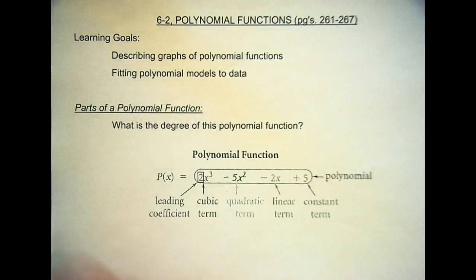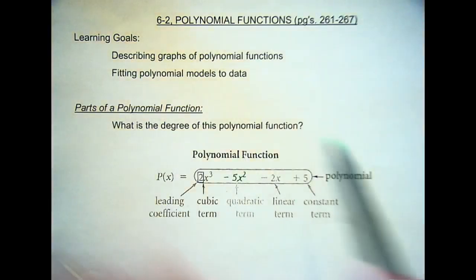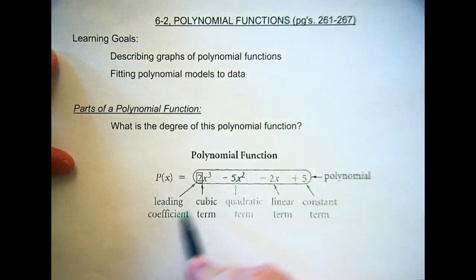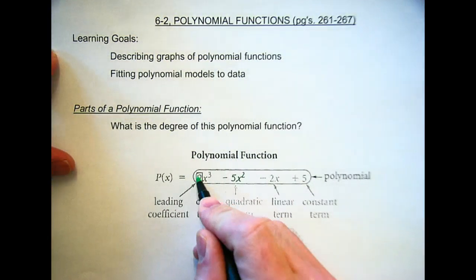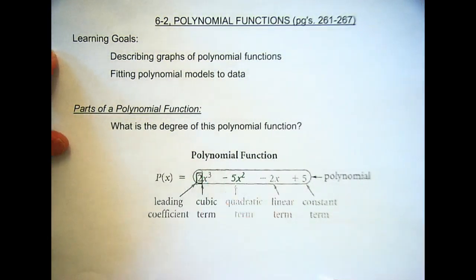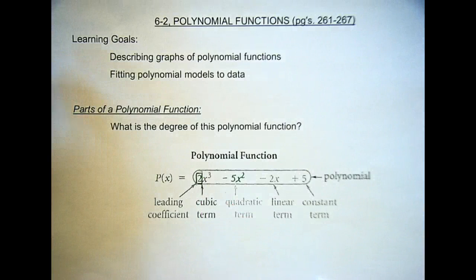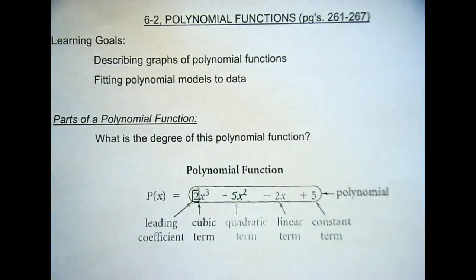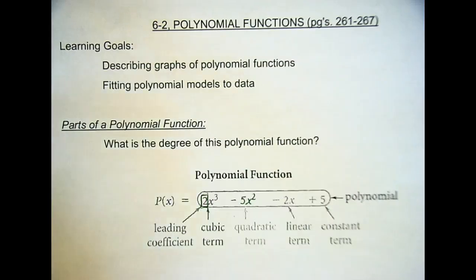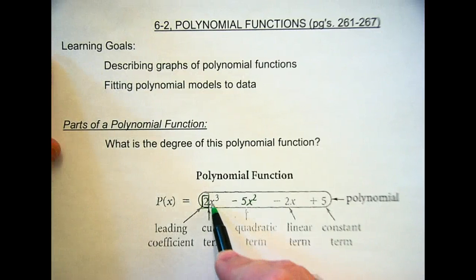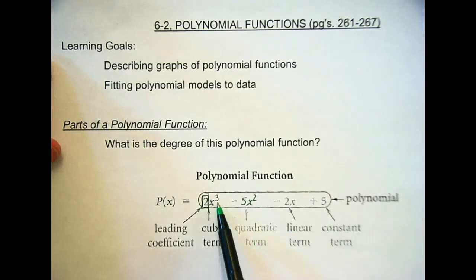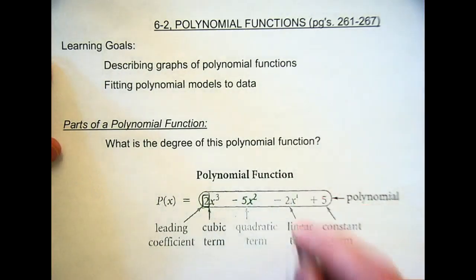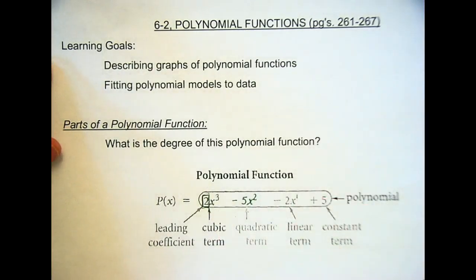All right. Parts of a polynomial function. Knowing that this thing right here that's attached to your variable with the greatest term is called your leading coefficient. You'll see that terminology, especially when you're reading textbooks. The leading coefficient is the thing attached to the variable with the largest degree. When I say degree, I'm talking about the power. So this has a power of 1 for linear, power of 2 for quadratic, third power is cubic.